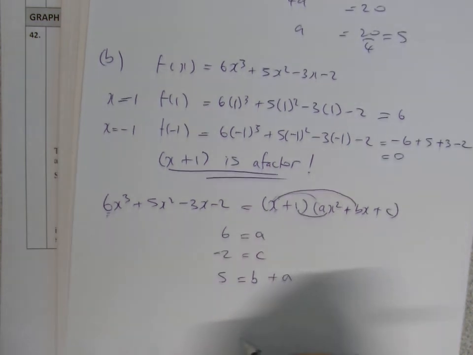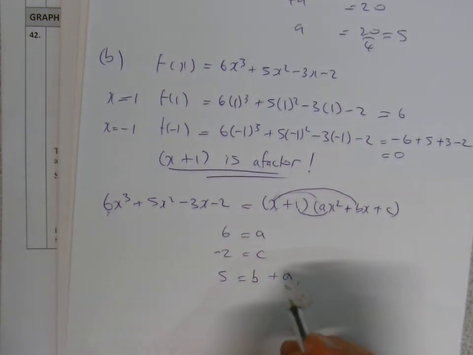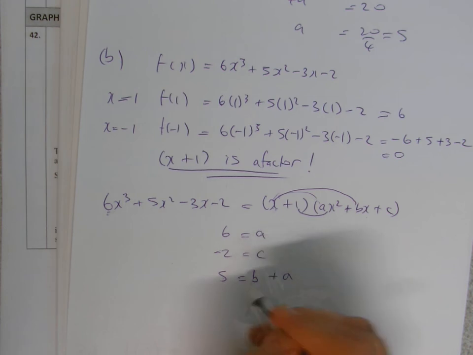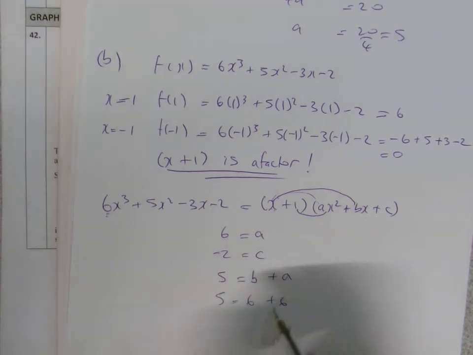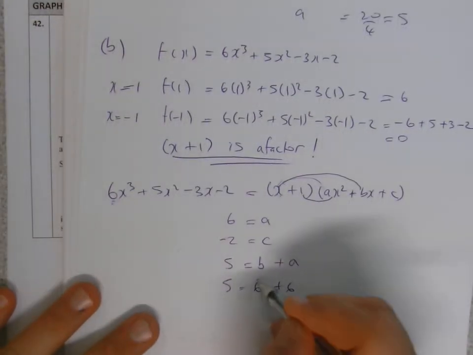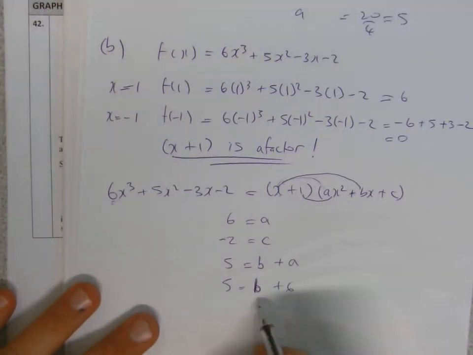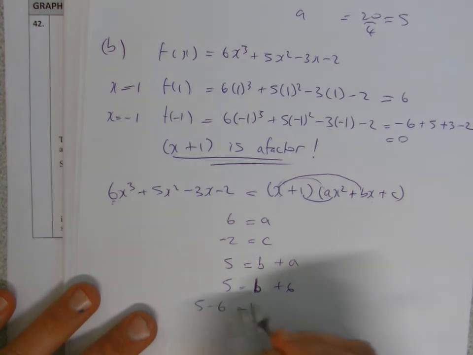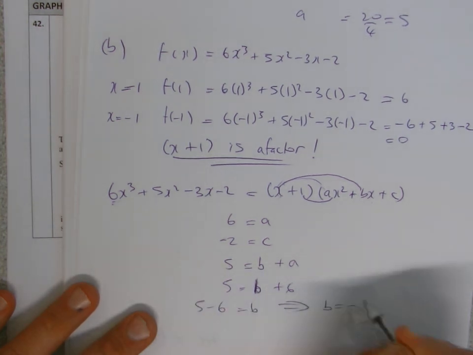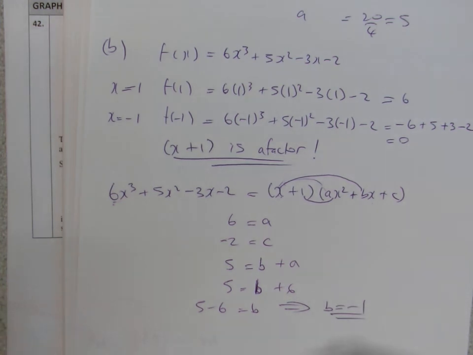Alright? And what's good about this is 5 equals b plus a, but you know a already. So 5 equals b plus 6, because a is 6. Which means then b, plus 6 there of course, b then would equal 5 take away 6. Which implies b is equal to negative 1. Okay?